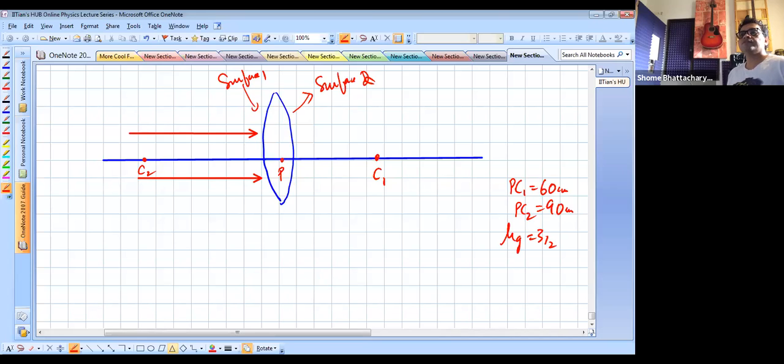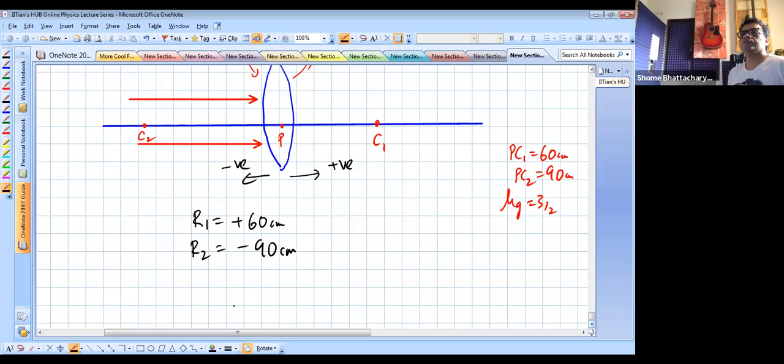Now for the focal length, first we have to apply the Cartesian sign convention: this side is positive, this side is negative. So we take R1 as plus 60, because the center of curvature of the first surface is on the positive side, whereas we have to take R2 as minus 90. This is very important. If you don't get the sign correct, you will get the value totally wrong, because this center of curvature C2 is on the left side. So we have to be mindful of that. Using this, we'll now calculate the focal length.